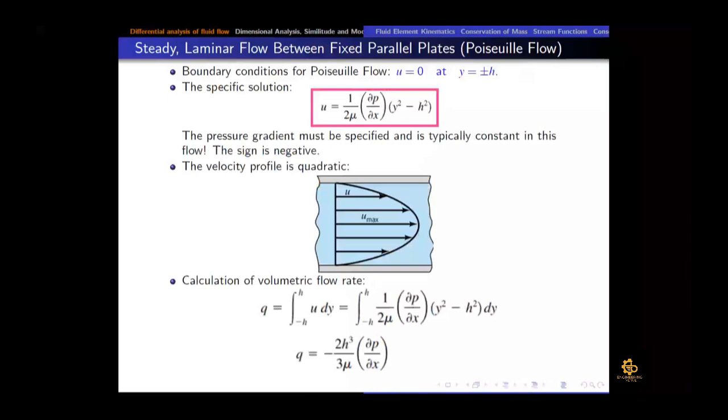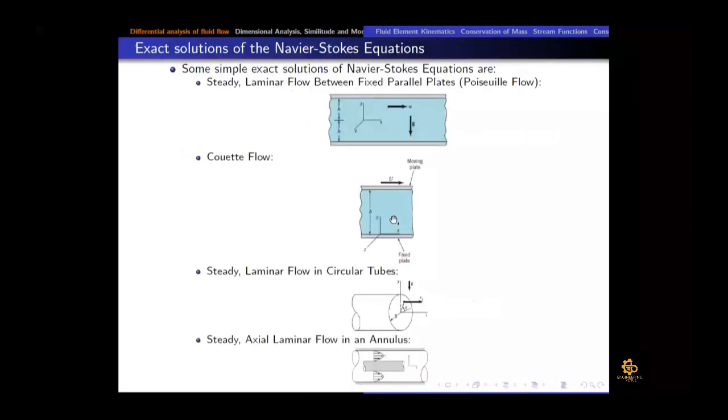Now, we know that the upper plate is moving with a uniform velocity U, so it means that we have changed the coordinate system. For the Poiseuille flow, it was starting from the center, but now it is starting from the lower plate. At y is equal to 0, we have got zero velocity, and at y is equal to b, where b is the distance between the upper and lower plate.